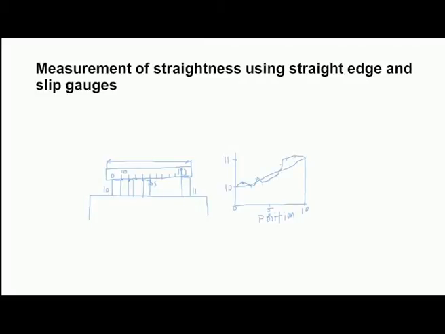line like this. Now we have to draw two lines, one passing through this peak and other passing through this valley. So, this gap gives us the straightness error of this particular edge. So, this is the edge to be inspected. So, what is the error in this particular edge can be obtained by this method.